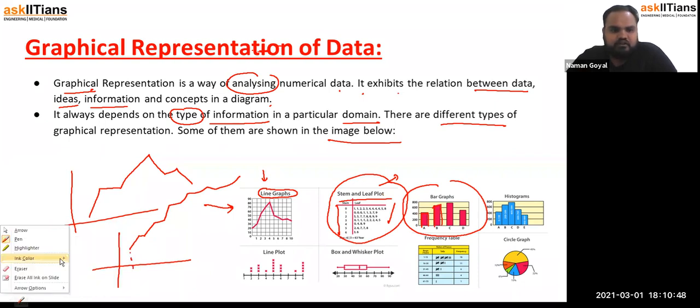Next, let me change the color. Which color am I going to take? Yes, this color. Look, histogram and bar graph. There are two types of graph, one is histogram and one is bar graph. You can see the difference.